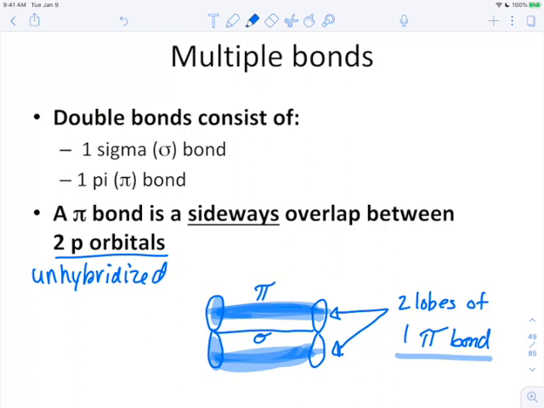So I'm going to be showing you some real graphically designed images. But any questions on anything here so far about how those electrons are going between the unhybridized p orbitals?